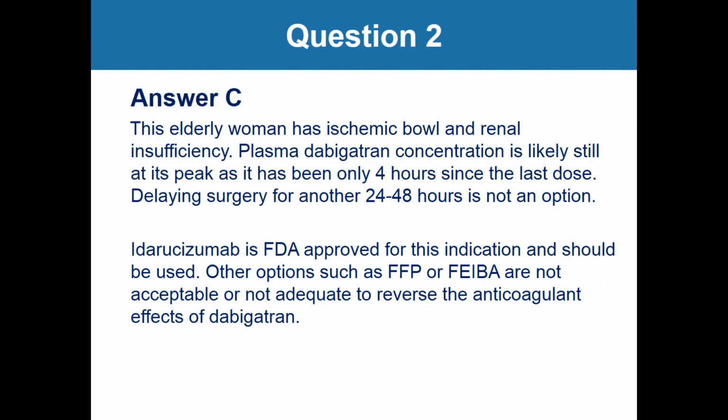The correct answer to this question is answer C. This elderly woman has ischemic bowel and renal insufficiency. Plasma dabigatran concentration is likely still at its peak as it has been only 4 hours since the last dose. Delaying surgery for another 24 to 48 hours is not an option given the life-threatening nature of ischemic bowel. Idarucizumab is FDA approved for this indication and should be used. Other options such as FFP or FEIBA are not acceptable or not adequate to reverse the anticoagulant effects of dabigatran.